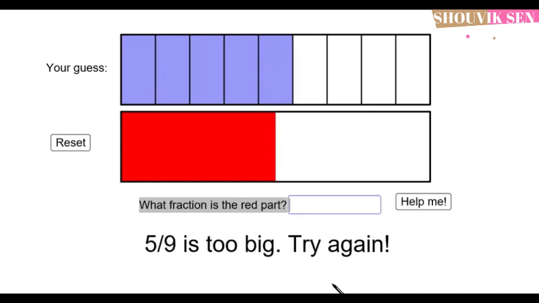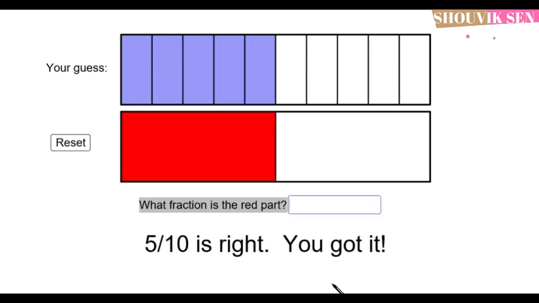For 5 by 9, check it. No. In 5 by 9 it is different. 5 by 9 is too big. But 5 by 10 it will be equal. Right. Because 5 by 10 is equivalent to 1 by 2. Alright. Similarly 6 by 12 is also equivalent to 1 by 2.